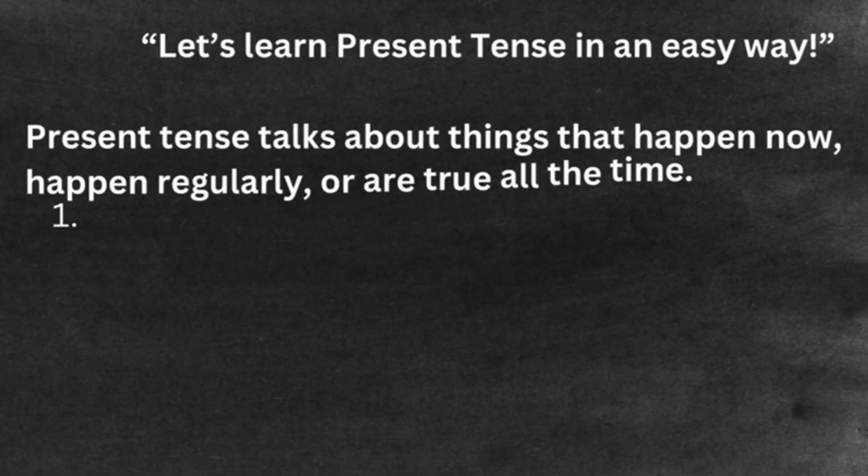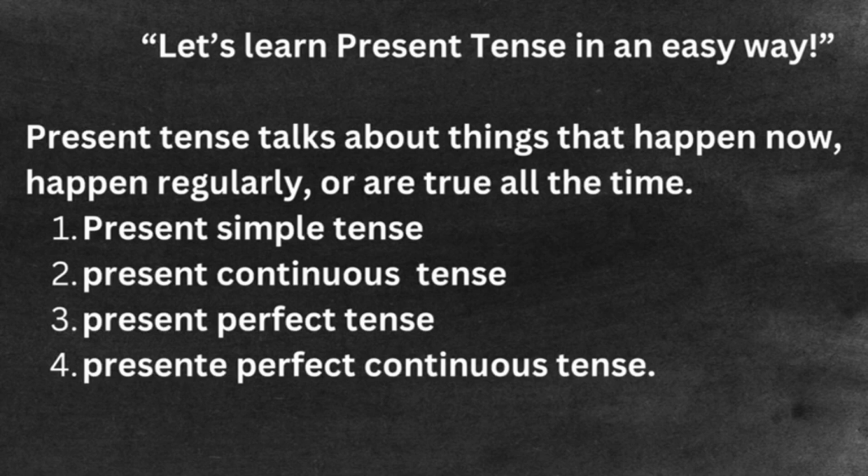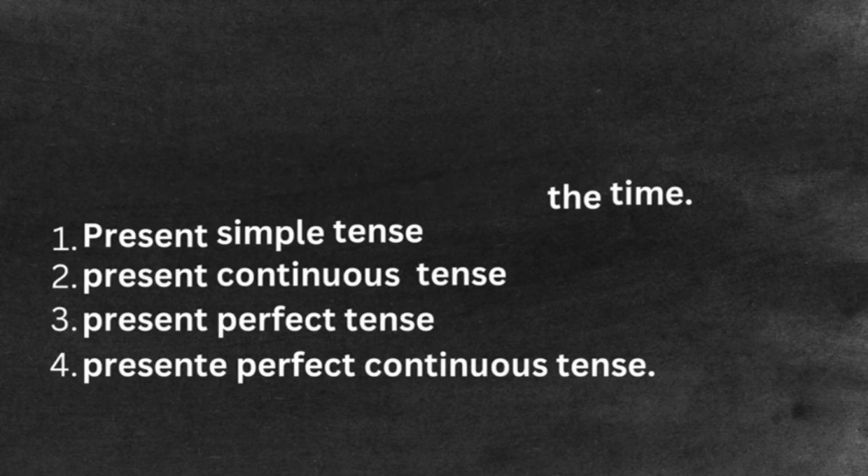Let's learn present tense in an easy way. It talks about things that happen now, happen regularly, or are true all the time. First one, present simple tense, present continuous tense, present perfect tense, and present perfect continuous tense.